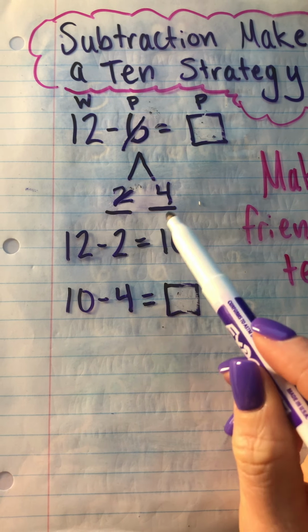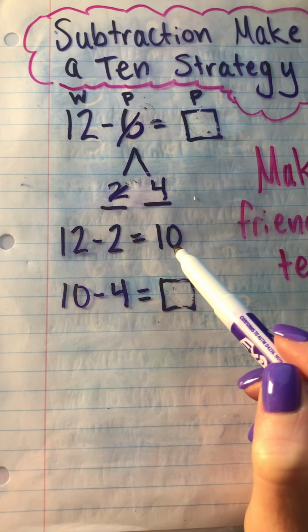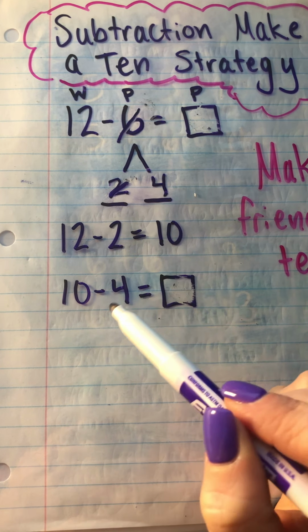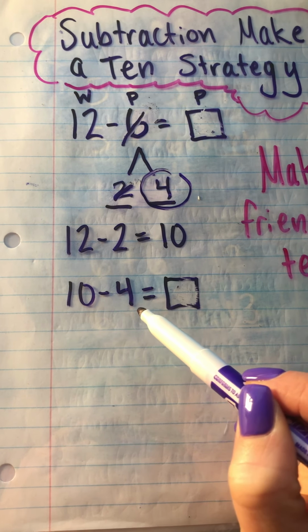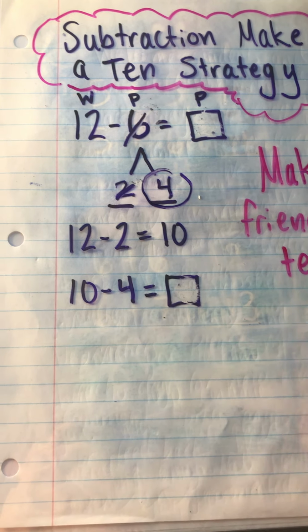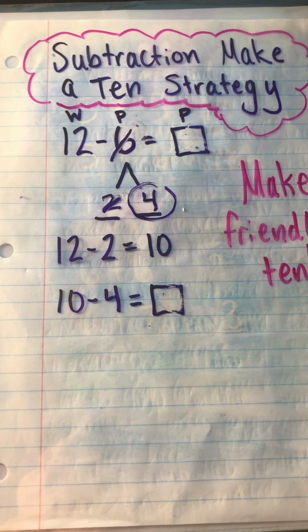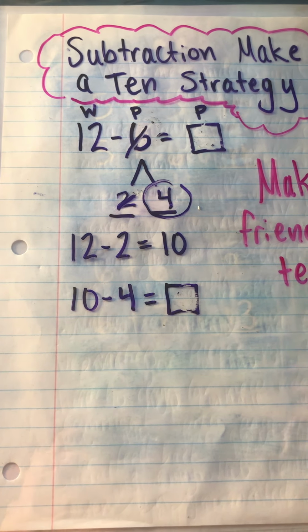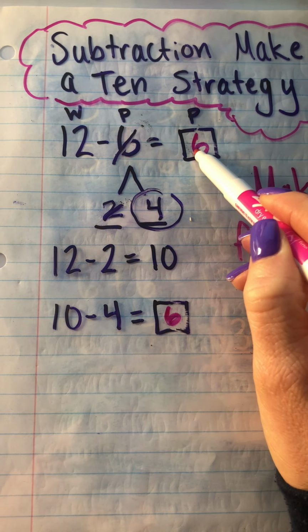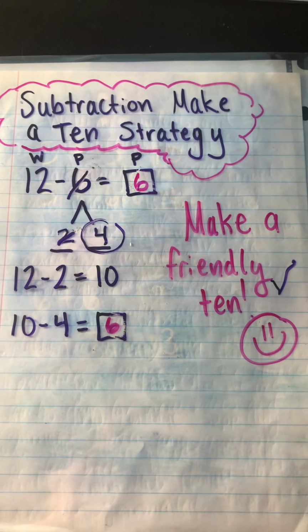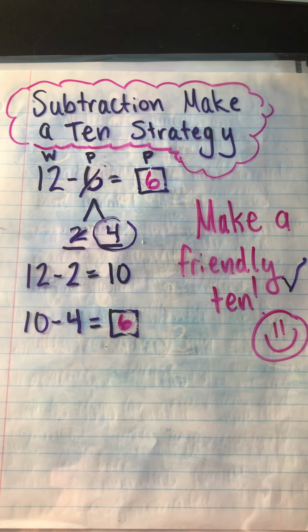Now I can look here, the numbers I have left, 10 minus the 4 I have here, 10 minus 4 I can easily do in my head. The answer to 10 minus 4, everyone should know that, 6, that's right. 10 minus 4 is 6. So now I can fill in over here my missing part. Always try and make a friendly 10.